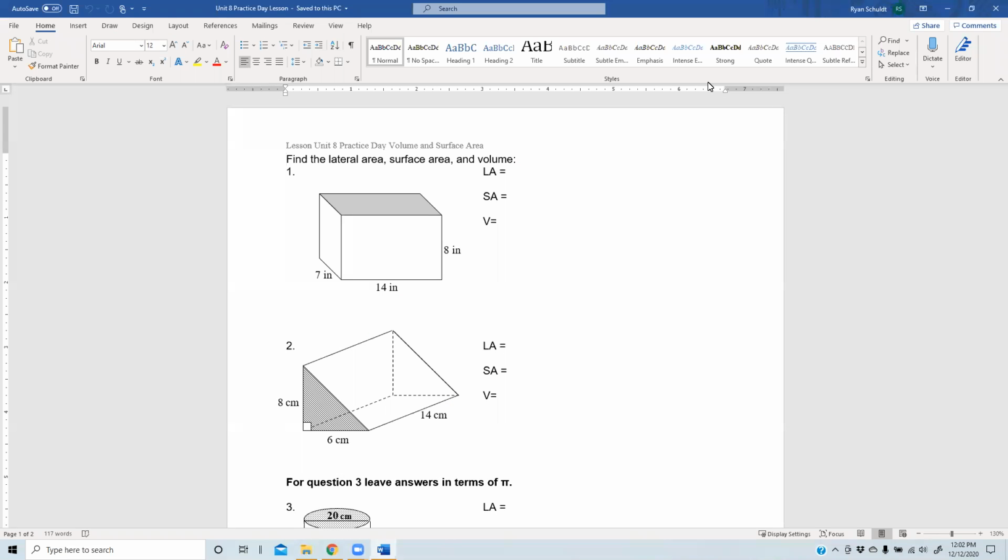Okay, so now we have the Unit 8 practice day. So we're going to take all the 3D shapes we've talked about and put them together into one day now. It's going to be, I don't want to say a long day, but your brain might feel kind of jumbled. But that's the purpose of doing this today and the review tomorrow.